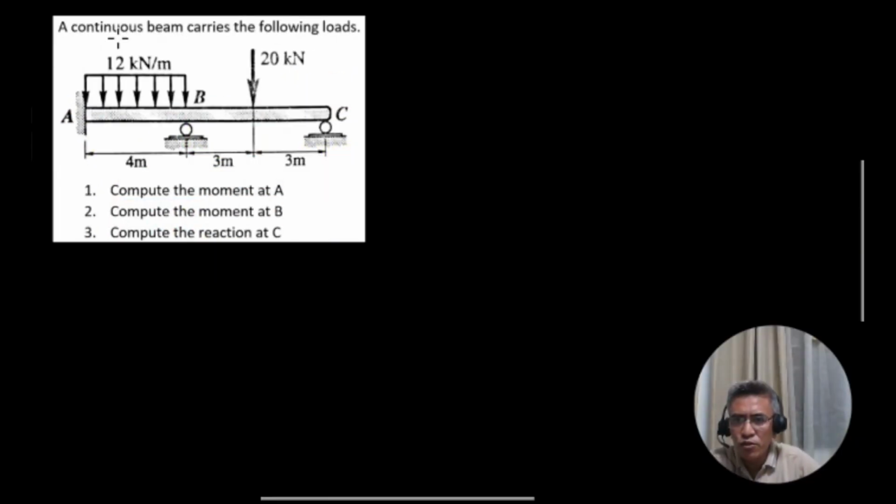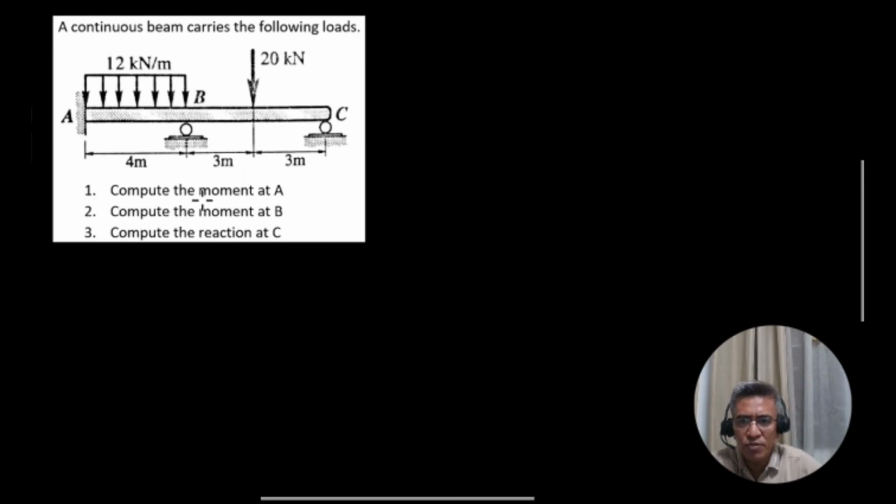Example: a continuous beam carries the following loads. A uniform load of 12 kN per meter from point A to point B with 4 meters distance, and a concentrated load of 20 kN from B to C at the center or midspan of the 6 meters length. At point A, a fixed support. At point B, a roller, and point C also a roller.